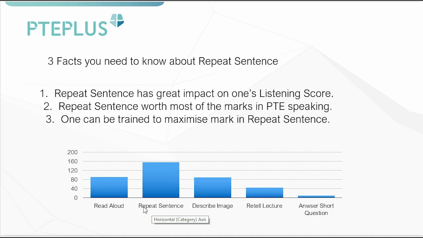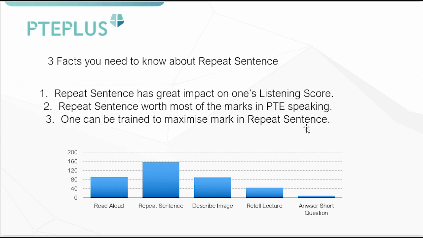And secondly, you need to understand that repeat sentence goes by really quickly because each sort of question is worth 13 marks. For the read aloud section, each question is 10 marks and that takes like 40 seconds. But repeat sentence can go by so quickly, and if you just sort of make one mistake, one question, bam, that's 13 marks gone.